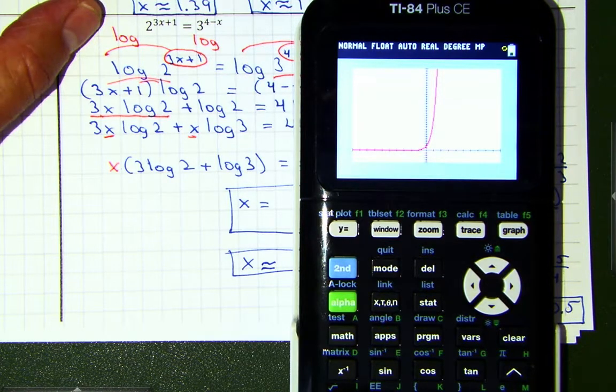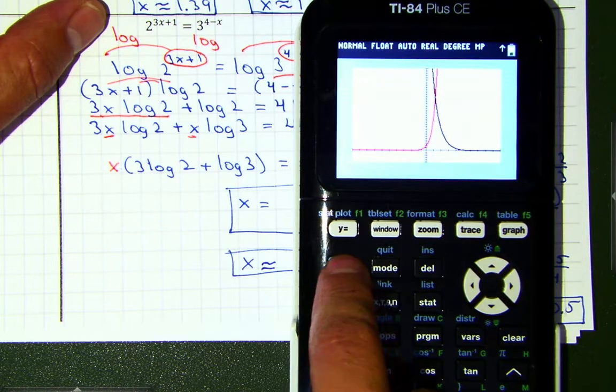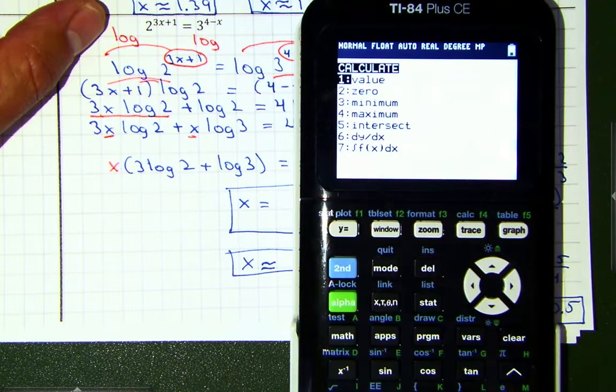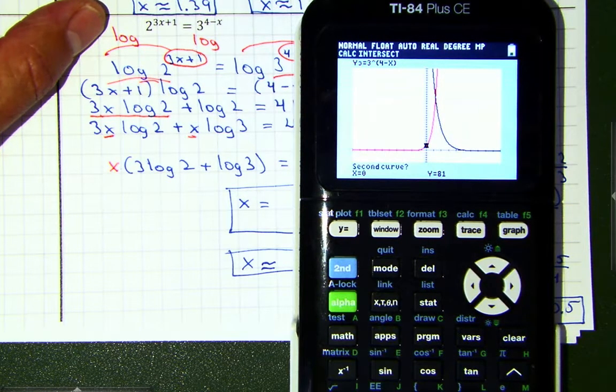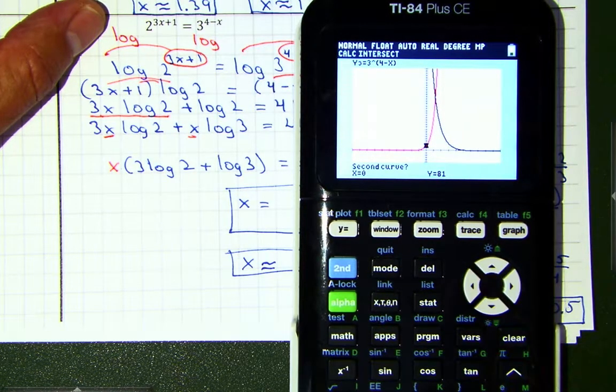The TI-84 Plus CE is very slow, not sure why. And now I can find my intersection. So second, calculate, number 5. First curve, enter. Second curve, enter. And it gives me an intersection. So notice that that is the correct answer.